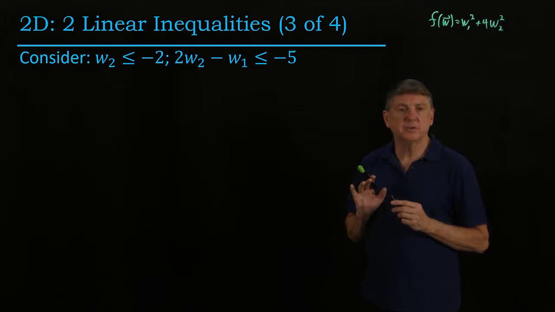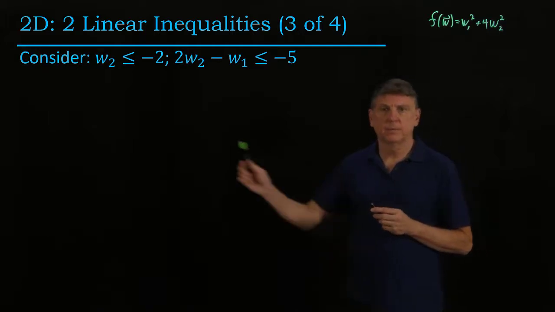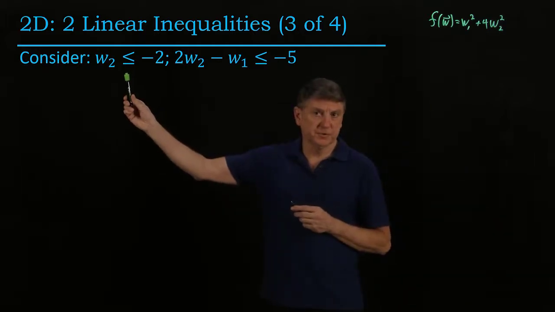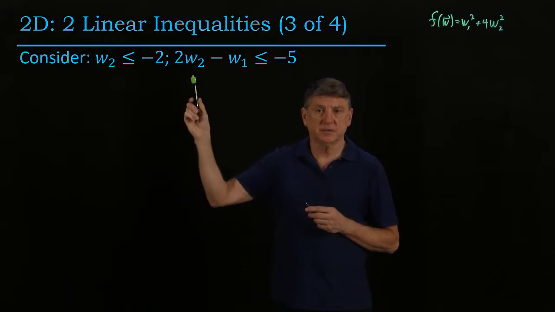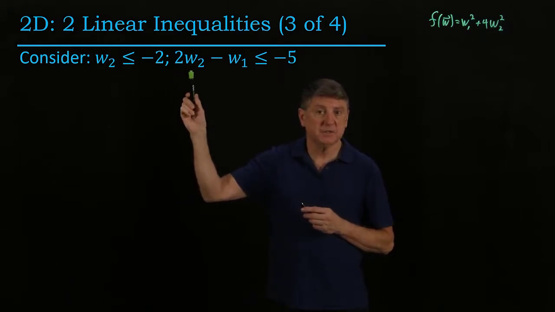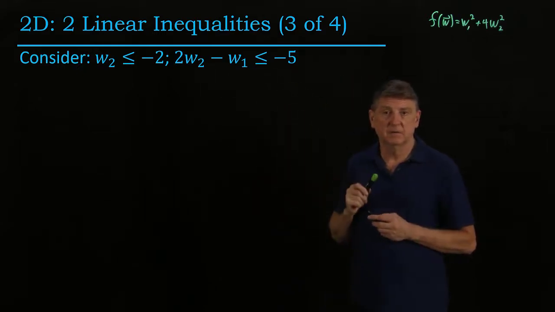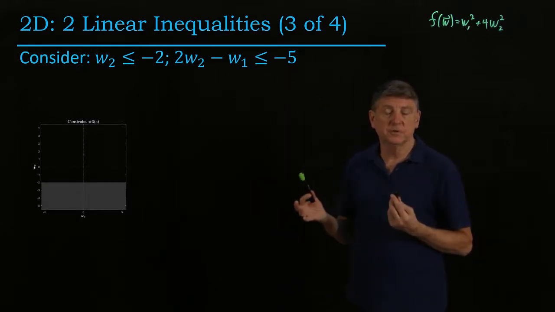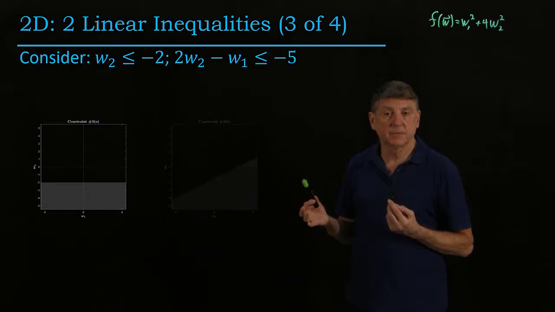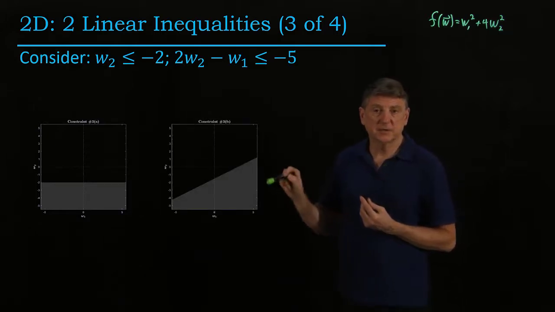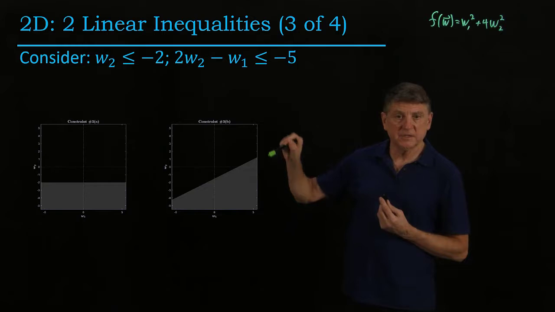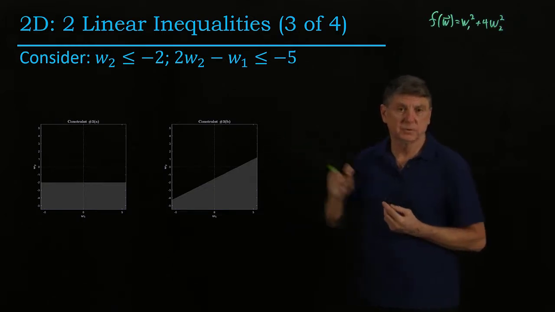Now, let's make a small change to this problem. Suppose that we keep the first constraint, and now we change the second constraint to be 2 times the second entry minus the first entry is less than or equal to minus 5. The picture for the first constraint stays the same. The picture for the second constraint is changed. Now this has a different tilt to it.